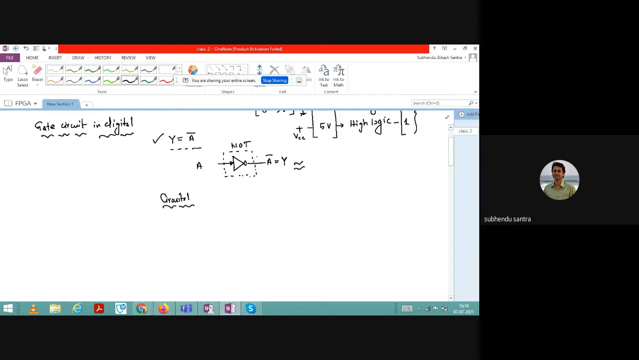But from a practical point of view, this symbol does not mean anything. It has a circuital model. Now circuital model means what? Basically it can be of either RTL logic, RTL, okay, it's called resistor transistor logic.